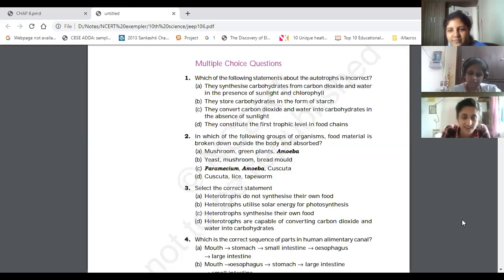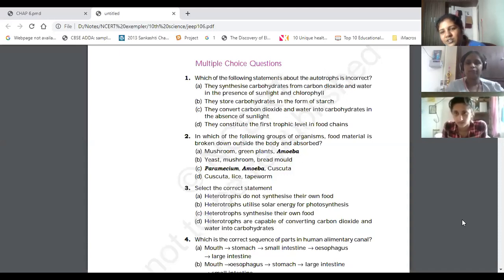Rhizopus. There are three names with the same word, so don't get confused: Rhizopus, Rhizobium, Rhizoids. Rhizopus is an organism, a bread mold, a fungus. Rhizobium is a bacteria which helps in nitrogen fixation. And what are rhizoids?